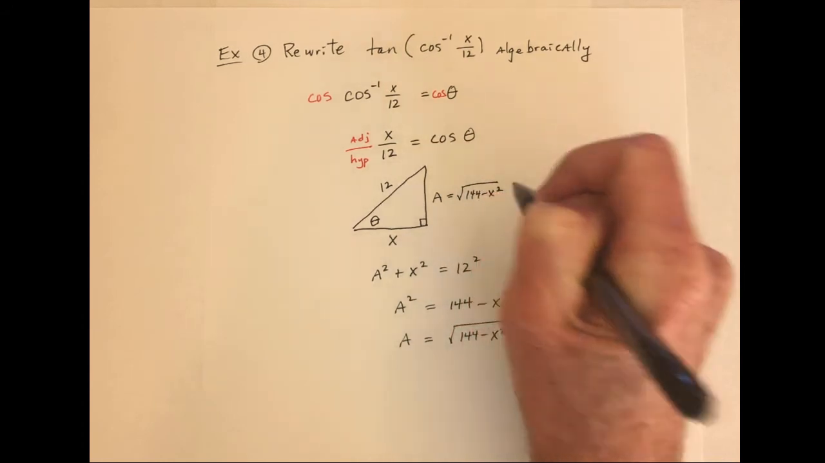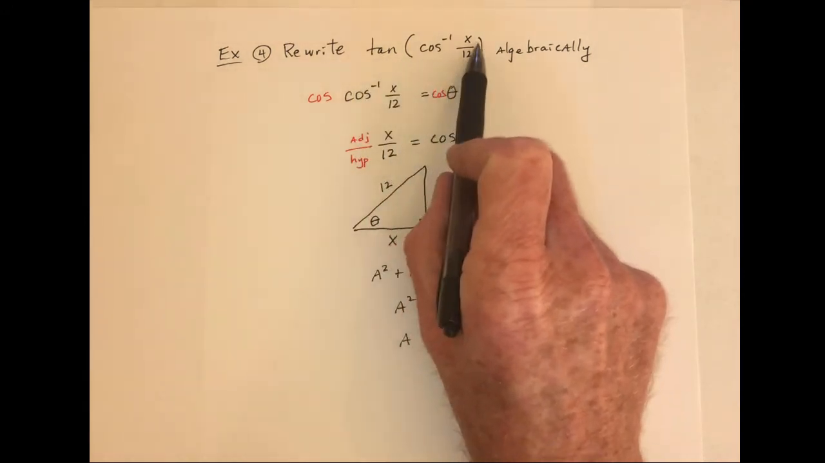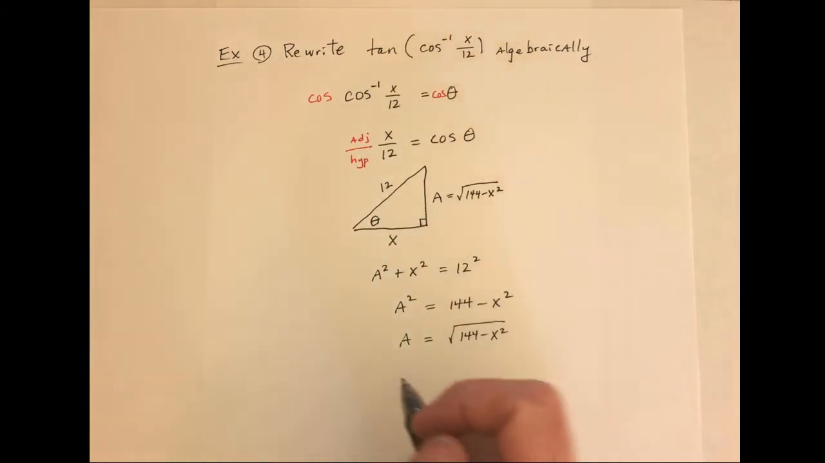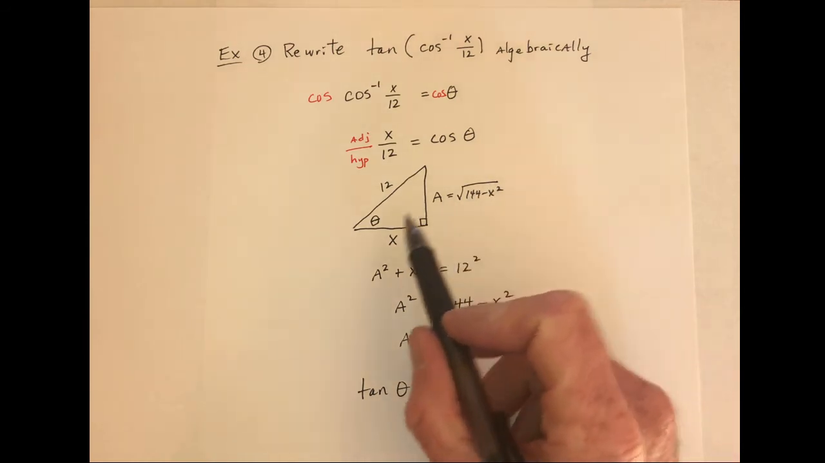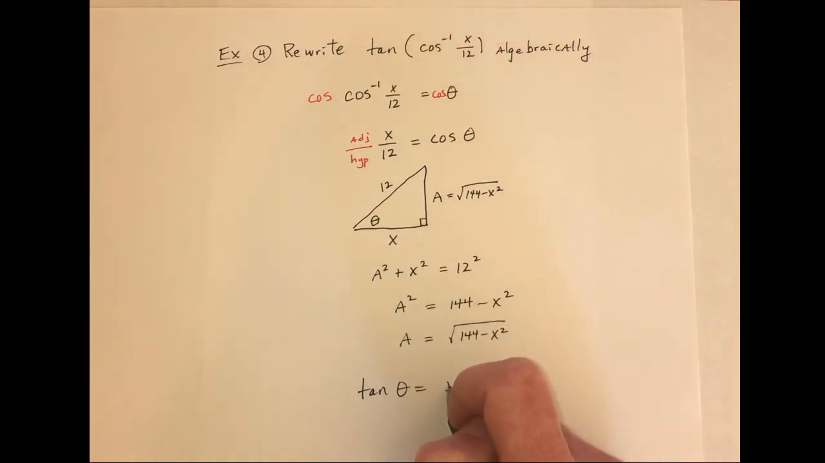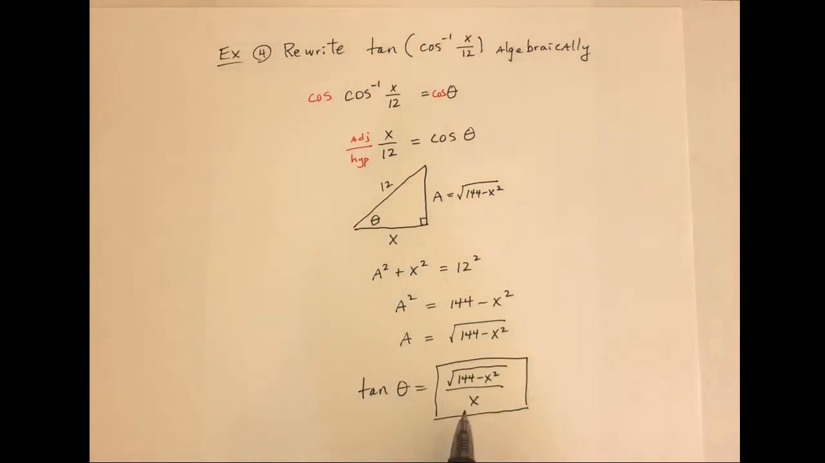And then after we've done that, we're only one step away, because this said find tangent of this. So in other words, what's tangent of theta? So tangent is opposite over adjacent. And then this is the answer I was looking for. So this only has algebra in it. Okay, there's number 4. Just 2 more to go.